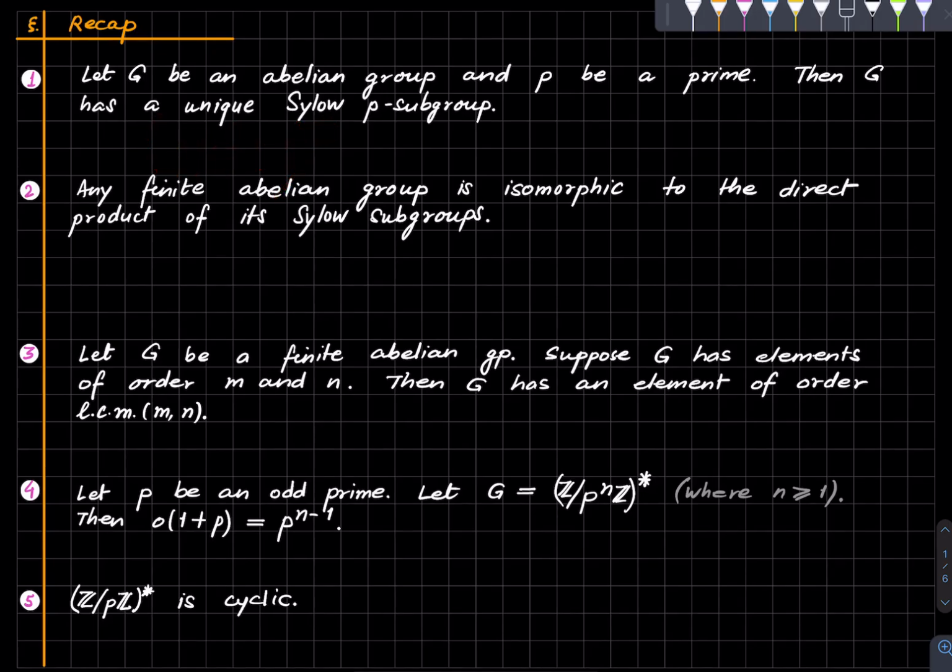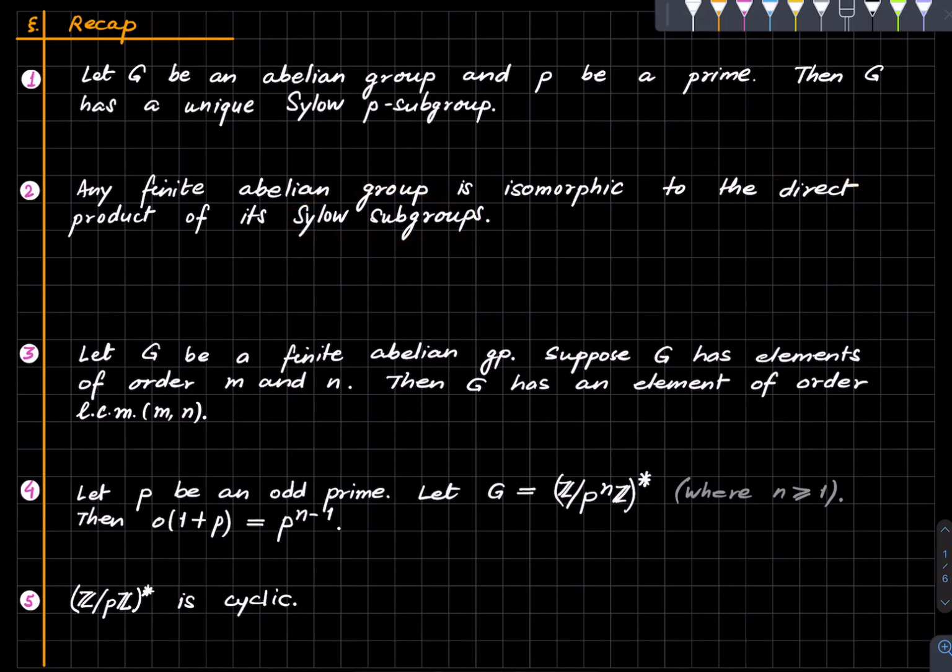All right, so let us recall some facts that we will need. Recall that we proved that if G is a finite abelian group (I forgot to write finite here) and p is a prime, then G has a unique Sylow p-subgroup. The reason for this was that any two Sylow p-subgroups in any finite group are conjugate. Couple that with abelianness, and you will see that there is only one Sylow p-subgroup. We also showed that any finite abelian group is isomorphic to the direct product of all the Sylow subgroups.